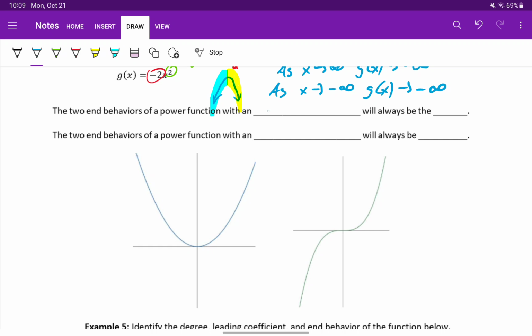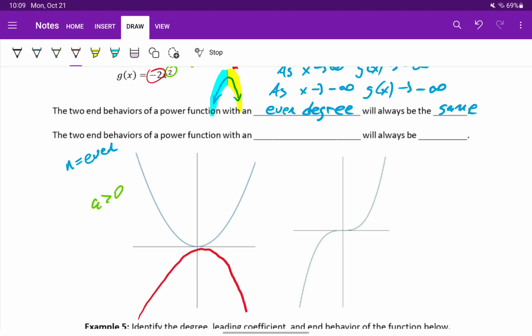So the end behaviors of a power function with an even degree will always be the same. And that's what we have pictured on the left-hand side here. If our degree n is even, then our function will either open up if a is greater than 0, or open down if a is less than 0. So that will be true if our degree is 2, 4, 6, and so on.